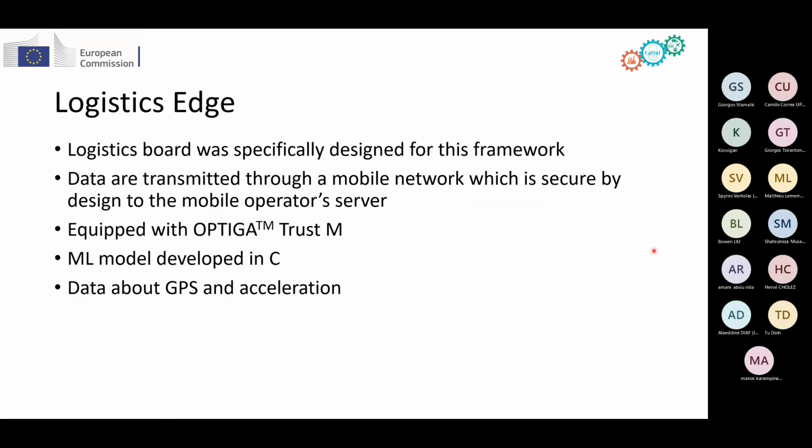So let's start with the logistics edge. This logistics board was specifically designed for C4IIoT by the University of Novi Sad. As we already mentioned, the data are transmitted through a mobile network, an A1 Serbia network, and mobile networks are secure by design. The data is transmitted directly to the mobile operator server, which is the logistics field gateway in this specific case. This device is equipped with Infineon's OPTIGA Trust M chip, which adds to the security. And the BACS model, the machine learning model running on this device, which of course cannot support high-level languages, is developed in C programming language. The data it collects is mostly the GPS location and the acceleration of the board itself, and these are transmitted to the field gateway.